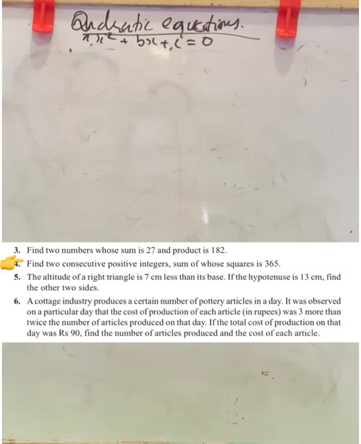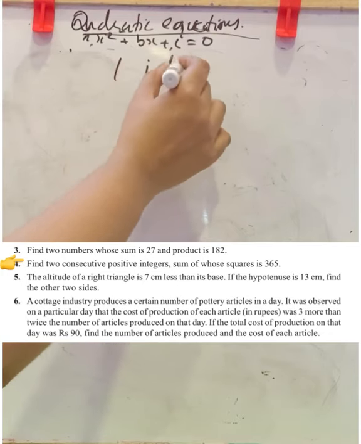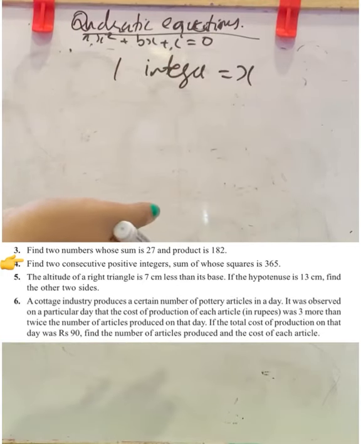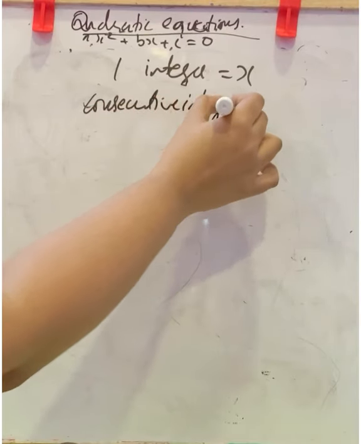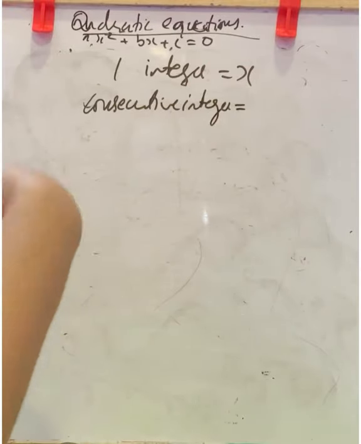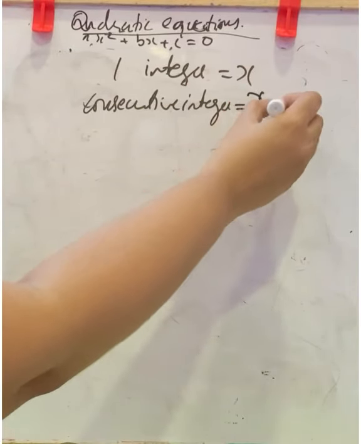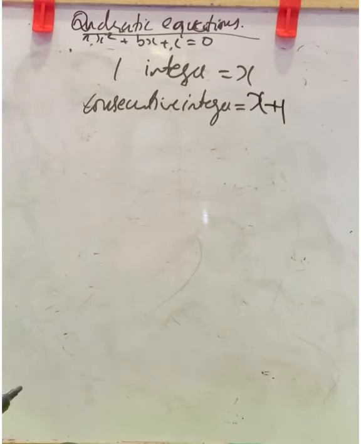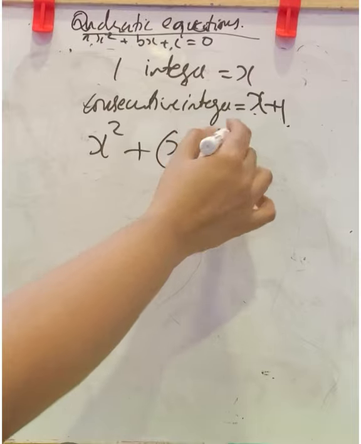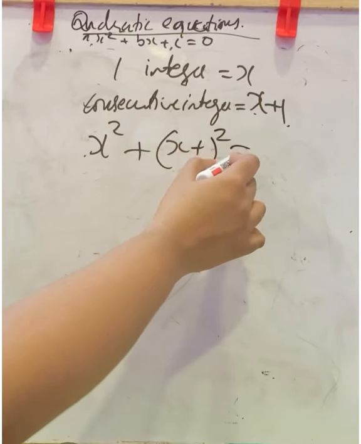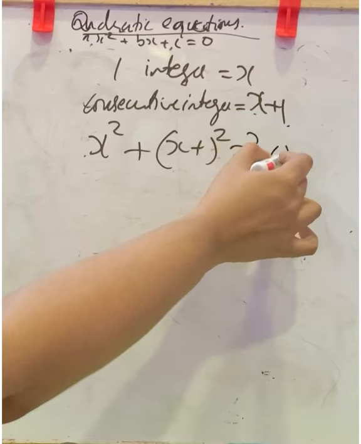Next question. Find two consecutive positive integers, sum of whose squares is 365. Let us say consecutive integers. One integer be x. If one number is x, the very next, adjacent number will be x plus 1. So the consecutive integer is x plus 1. Now their squares are summed. x square, the square of this number, plus x plus 1 whole square. The squares of these numbers summed result in 365.